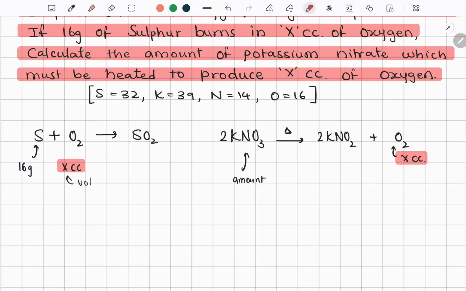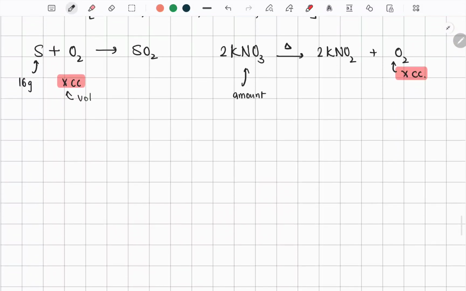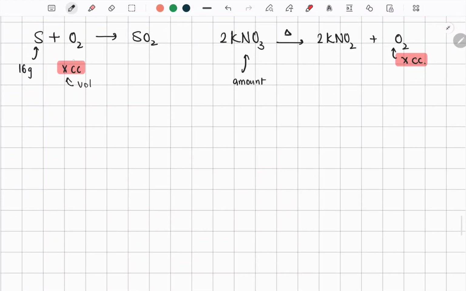So how do we tackle this type of question? First we calculate the amount of oxygen required in order to burn the 16 gram of sulfur. Once we know the amount of oxygen, we calculate the amount of potassium nitrate which will produce the exact amount of oxygen. So let's solve this question. Sulfur plus oxygen O2 gives SO2.